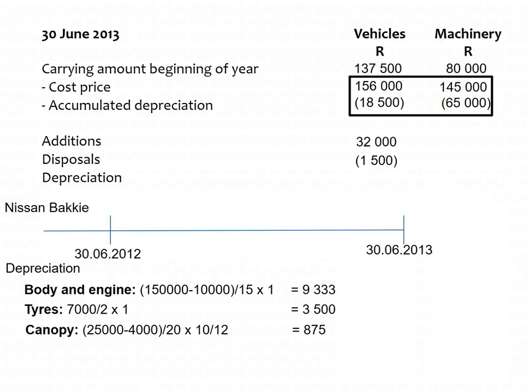We are told that we purchased this canopy on the 31st of August. So if you count your months, it would be September, October, November, December, January, February, March, April, May, June, 10 months. Remember, don't be shy to use your fingers. It helps calculate these months. So we know that we had it for 10 of the 12 months, so that gives us depreciation of 875. Our total depreciation for the year is 13,708.